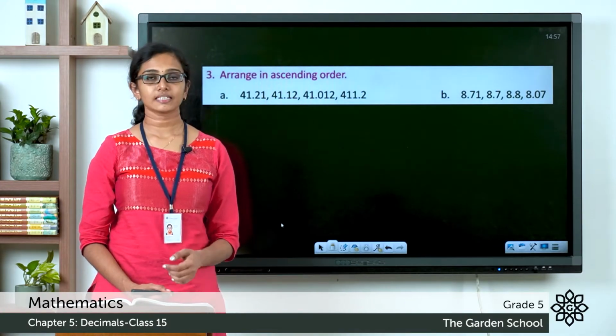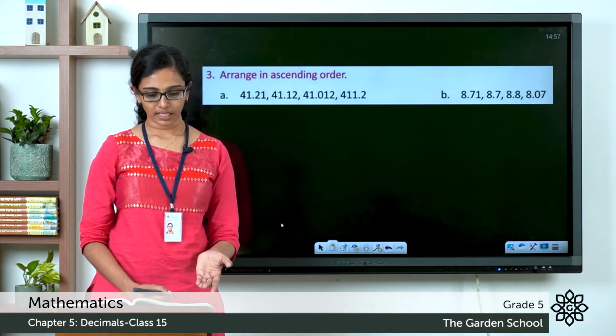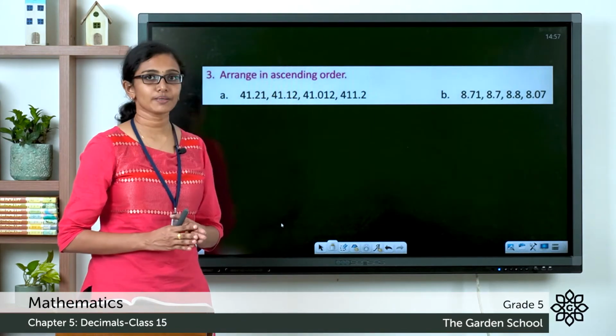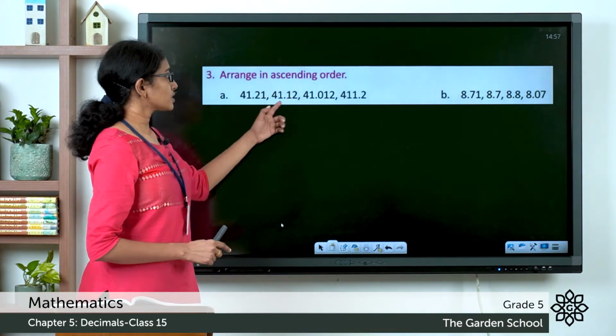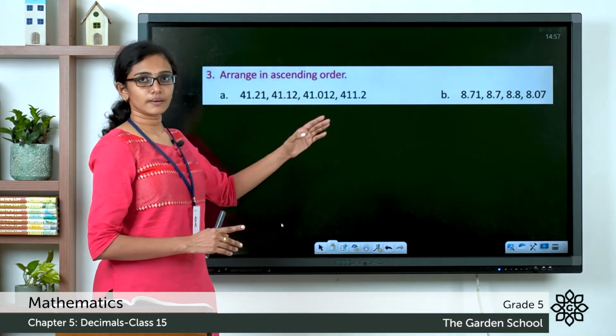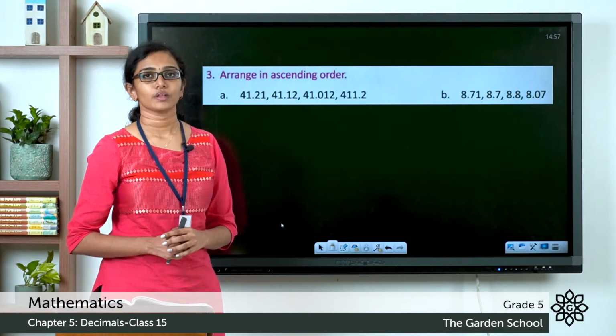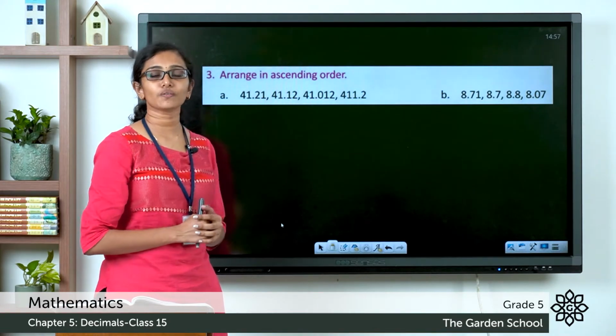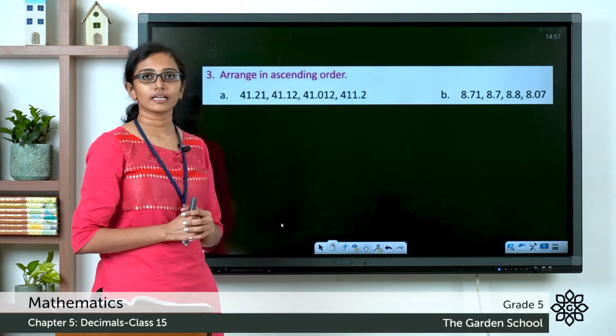Arrange in ascending order. There are 2 sets of questions given there. In the first set, you can see 4 decimal numbers given there. You are supposed to arrange these decimal numbers in ascending order. So to arrange them in ascending order, we have to compare each of these decimal numbers with one another, right?